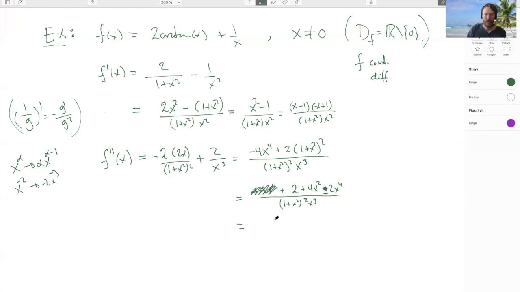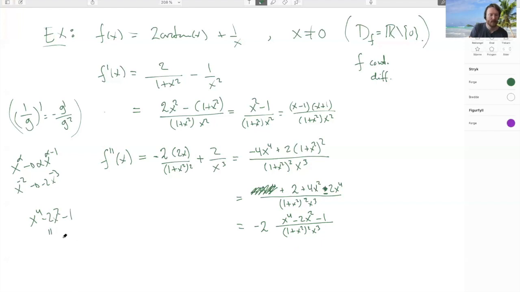And now I can move the 2 outside and even the minus. So I'm getting minus here. And then I'm getting x to the 4 minus 2x squared minus 1 like this, and then 1 plus x squared times x to the third. How do I deal with this term? Well, notice here, I have x to the fourth minus 2x squared minus 1.